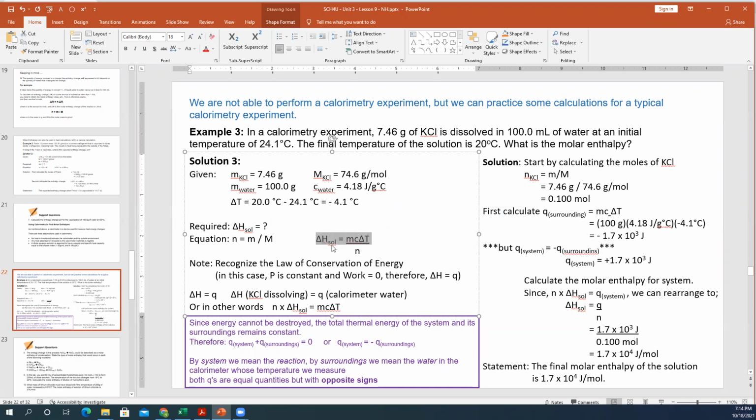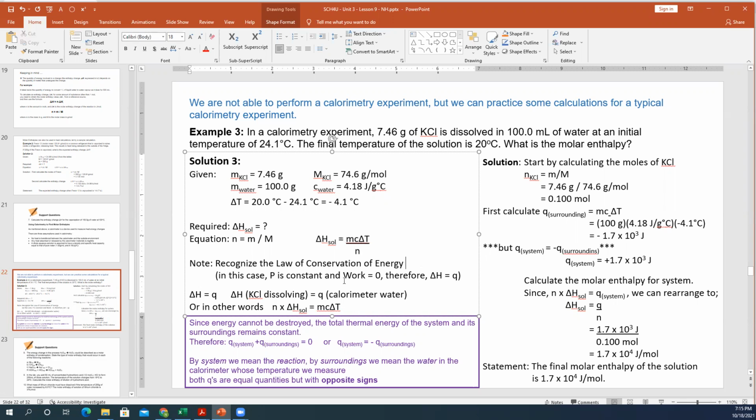We also know this relationship: delta H sol, or the molar enthalpy of solution, is equal to Q, which is m c delta T, divided by n, the number of moles, because delta H sol is molar enthalpy. So we want enthalpy per mole, so we have to divide it by the number of moles that we have.